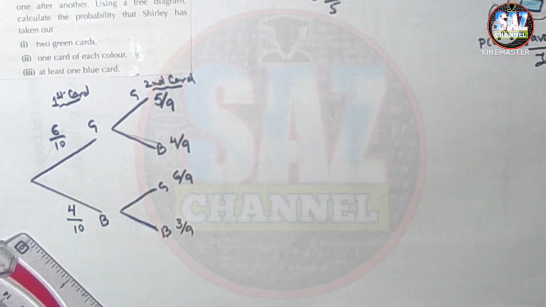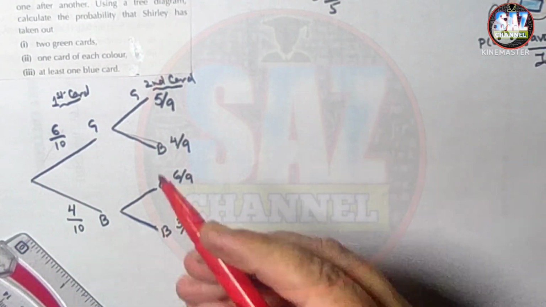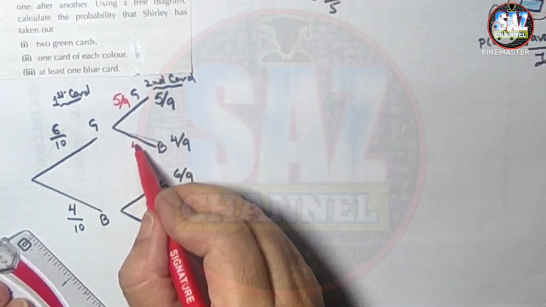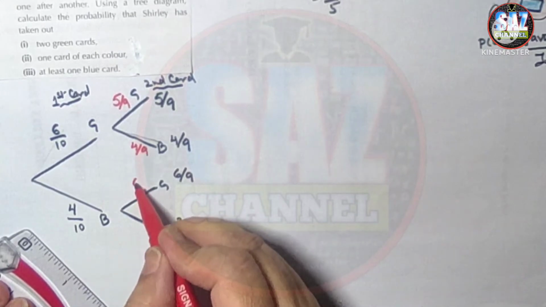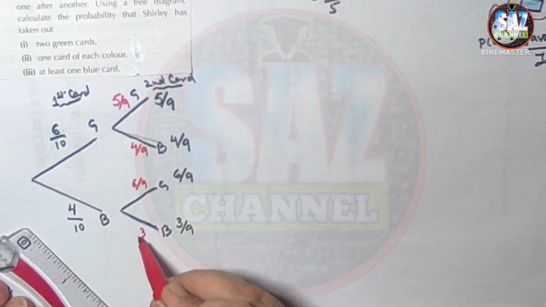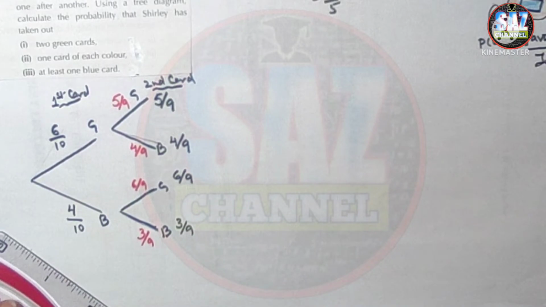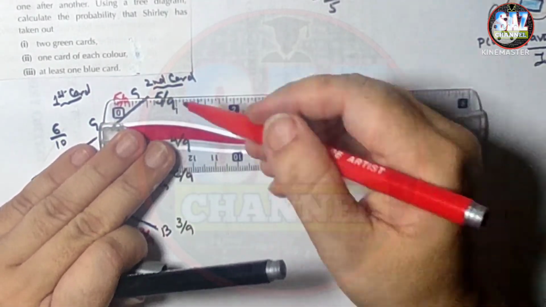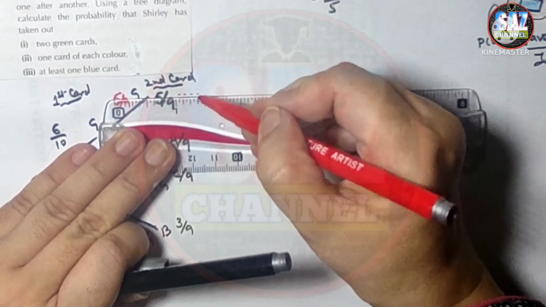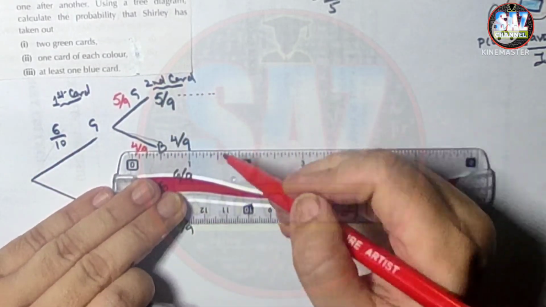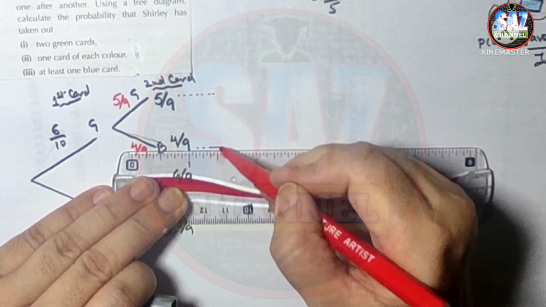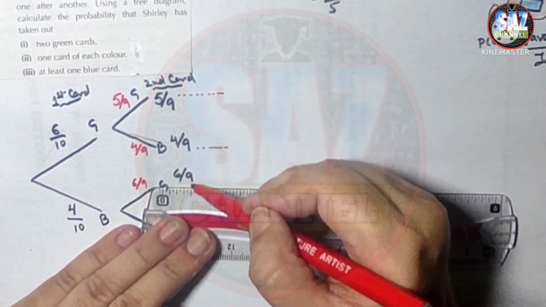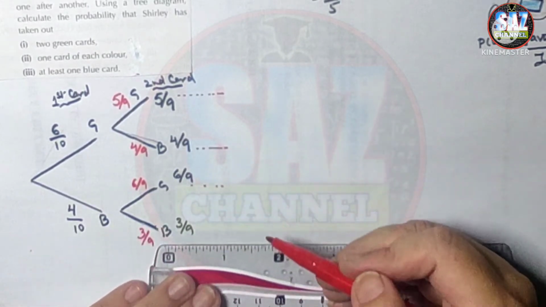Let me use some other color. You can write down the probabilities at this place as well. 4 by 9, and this is 6 by 9, and this is 3 by 9. And let me draw the outcome column as well, because we need to discuss different situations. So the outcome column will help us in picking up different situations. All outcomes have to be at the same level. We have to draw the outcome column at the same level.